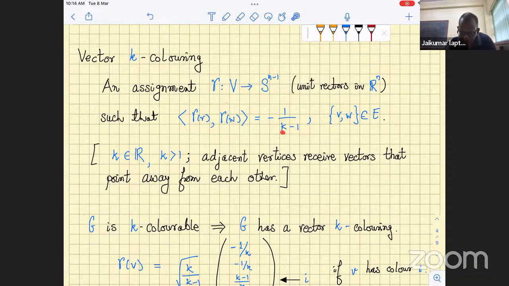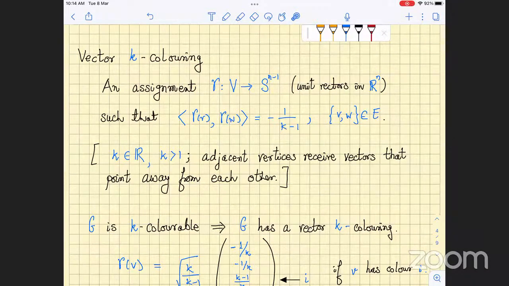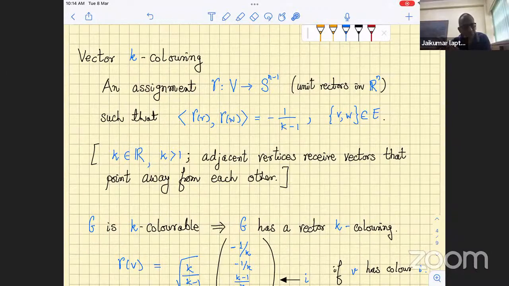So we have to choose k equals 2. Bipartite graphs, which are two colorable, correspond to vector k colorings with k equals 2. Maybe we should use this as the definition. Okay, so is this clear?